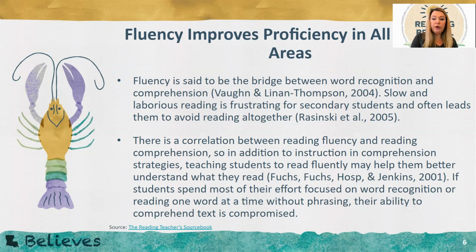There's a correlation between reading fluency and reading comprehension. So in addition to instruction in comprehension strategies, teaching students to read fluently may help them better understand what they read. So what that means is if students are able to read at the appropriate pace, with the appropriate accuracy, they're going to comprehend what they're reading better because they're not choppy. They're able to read through it with the proper inflection and get the words fast enough to where it creates meaning as they go.